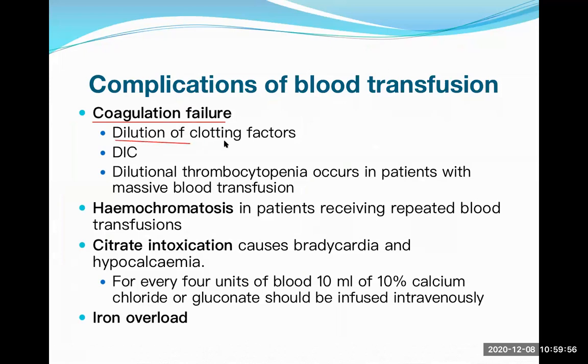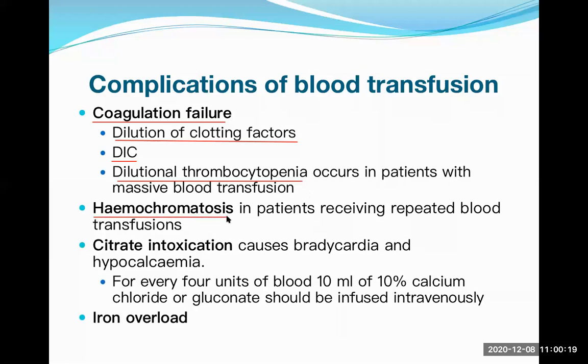It can occur because of dilution of the clotting factors, because of DIC, and because of dilutional thrombocytopenia. When we give massive blood transfusion, the clotting factors and the thrombocytes or platelets are diluted. So they result in coagulopathy. And DIC can occur in massive blood transfusion as well.